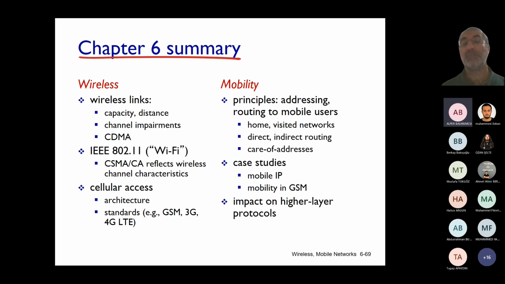After this, we talked about mobility, which is one of the important problems to handle in wireless networks. Starting with the main principles, how do we handle the addressing and home and visited networks through different methods such as direct and indirect routing? What are care-of addresses? And we studied some case studies such as mobile IP and mobility in GSM.